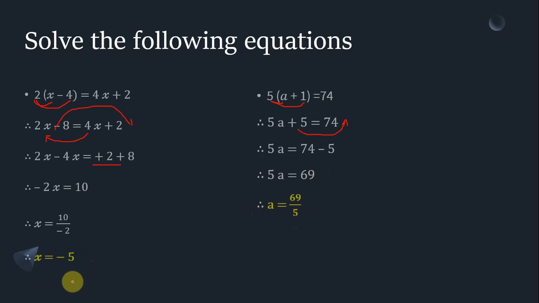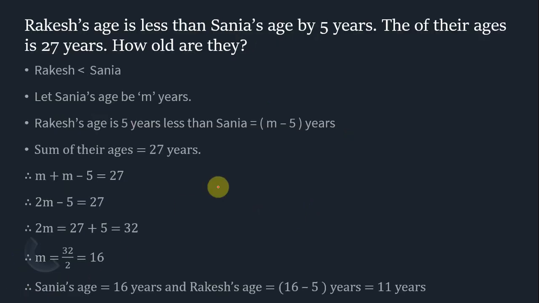Okay, see one more now. We'll see the word problem. Read the question. Rakesh's age is less than, these 2 words are important, Sania's age by 5 years. These 3 words are very, very important. First you have to think in your mind whose age is smaller and whose age is bigger, and actually write it using the symbol कि राकेश age is smaller than Sania. ये reading आपको आना चाहिए इंग्लिश का कि राकेश age is less. This is less than Sania's age.